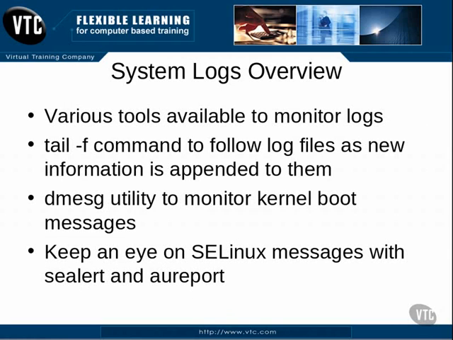We can use tail -f to follow a log file as new messages are added to it so that we can monitor events as they occur in real time. There is also the dmesg utility that can be used to read the kernel ring buffer for any kernel messages. And as always, keep an eye on your SELinux messages with the sealert and aureport utilities for any SELinux AVC events.